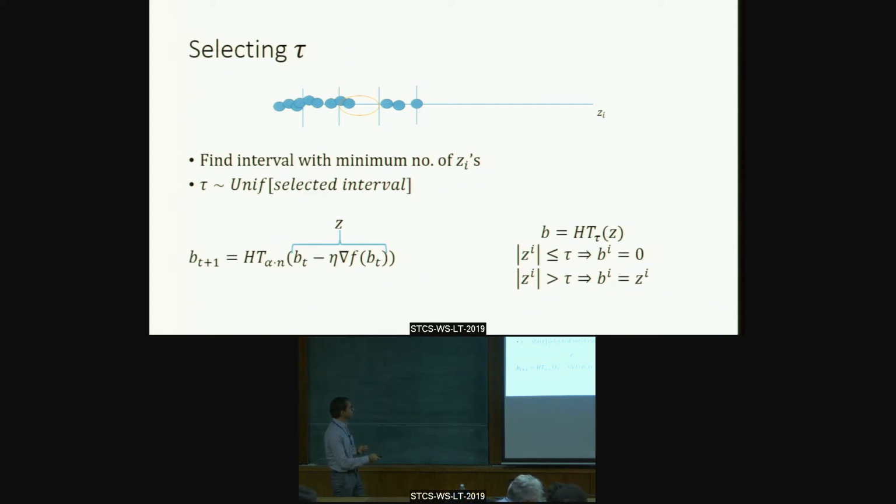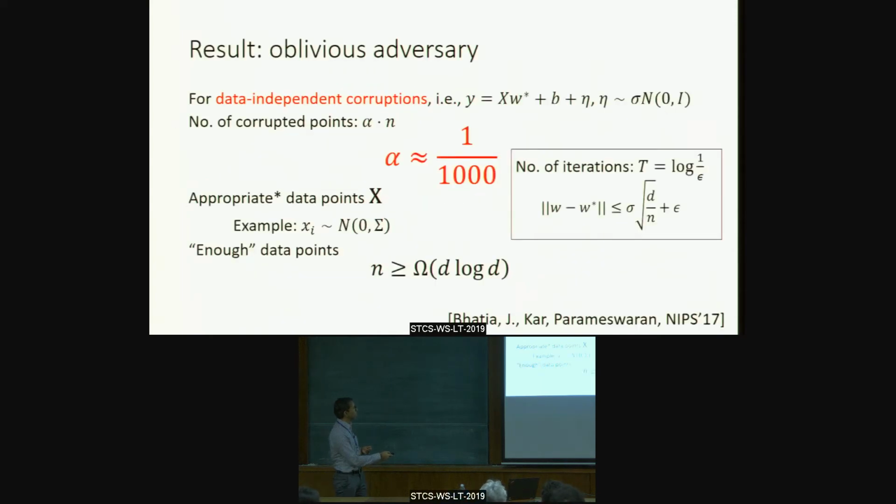Then it is the optimal, right? Like then you already have sigma root d by n. So this is the information theoretically optimal rate, whether you have outliers or not. You cannot hope to do any better than this. That's what I'm saying: even if you don't have outliers, you cannot estimate W star better than this rate. This is the optimal you can hope for.